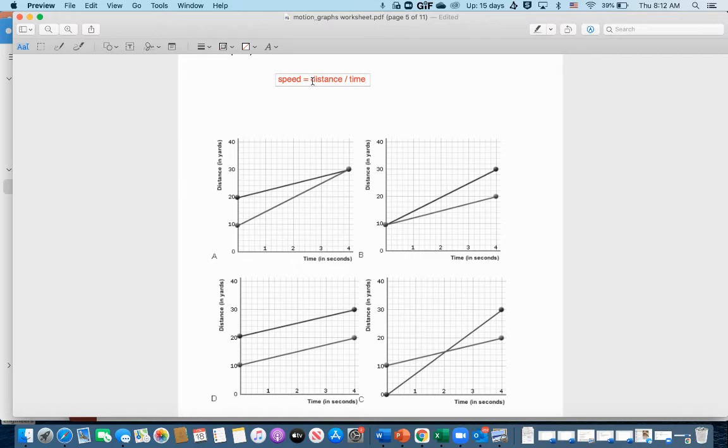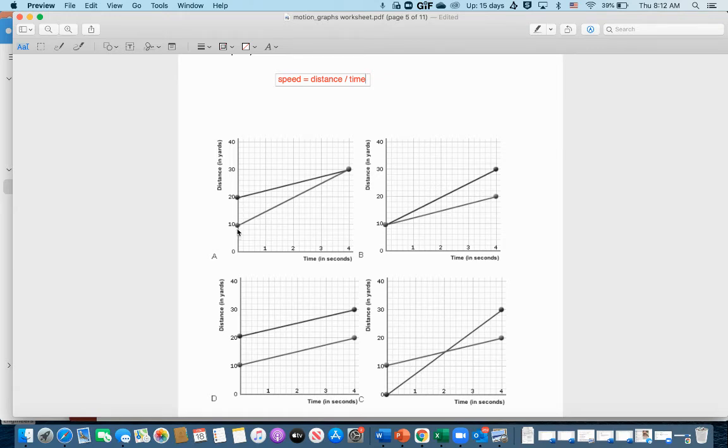So D final minus D initial. I really don't care if they start or end in the same spot. I just care that they cover the same amount of distance. So I'm going to go ahead and look at this graph right here. They're starting right here at 10 yards apart. I've got runner A and runner B.